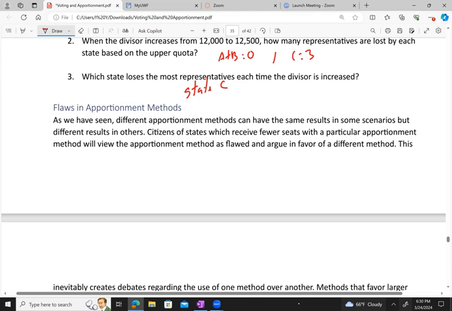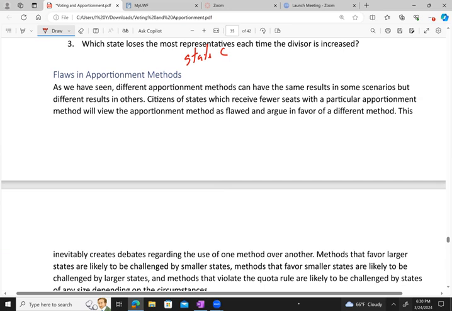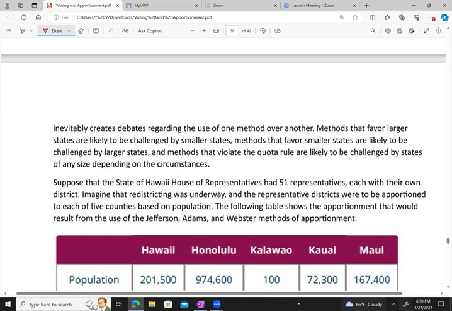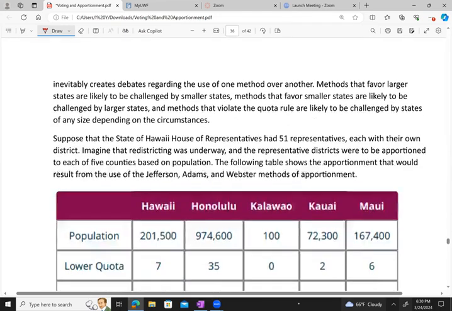As we've seen, different apportionment methods can have the same results in some scenarios, but different results in others. Citizens of states which receive fewer seats with a particular apportionment method will view the apportionment method as flawed and argue in favor of a different method. This inevitably creates debates regarding the use of one method over another. Methods that favor larger states are likely to be challenged by smaller states. Methods that favor smaller states are likely to be challenged by larger states. And methods that violate the quota rule are likely to be challenged by states of any size, depending on the circumstances.